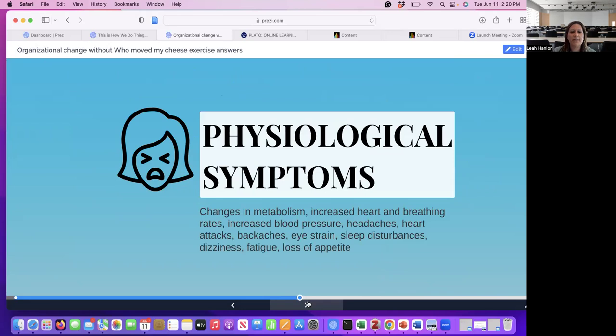Physiological symptoms of stress. These are changes in metabolism, increased heart and breathing rates, increased blood pressure, headaches, heart attacks, backaches, eye strain, sleep disturbances, dizziness, fatigue, and loss of appetite.